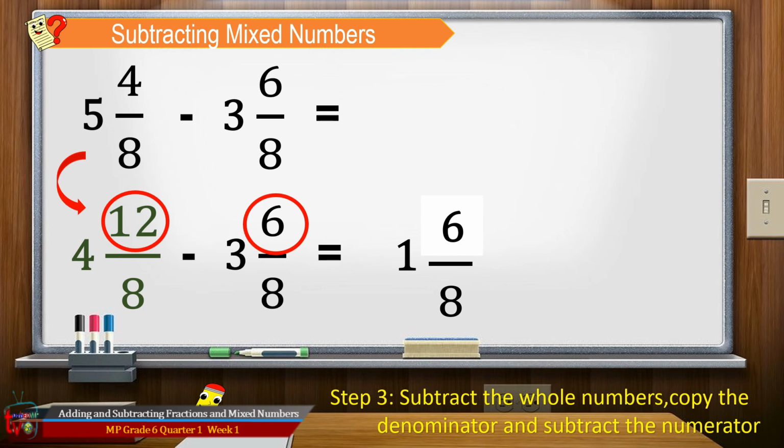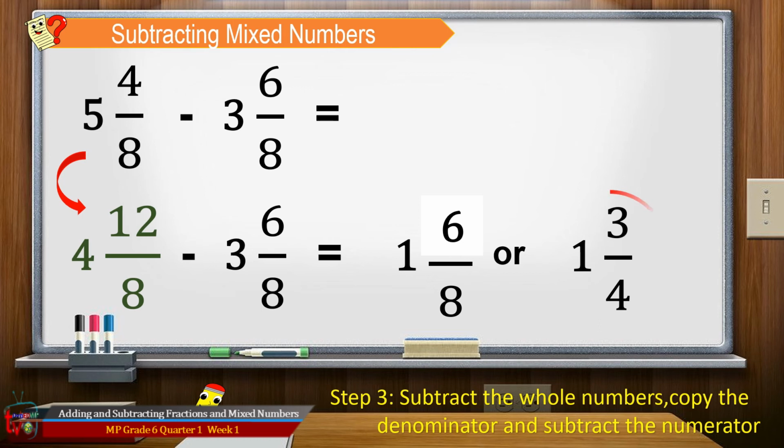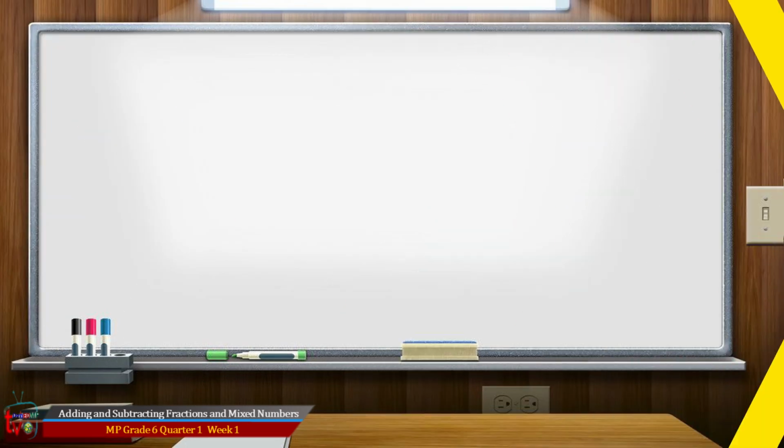Remember, we always have to reduce our answer to its lowest term if possible. Can we reduce 1 and 6/8? Yes, we can reduce it to 1 and 3/4. Our final answer now is 1 and 3/4.